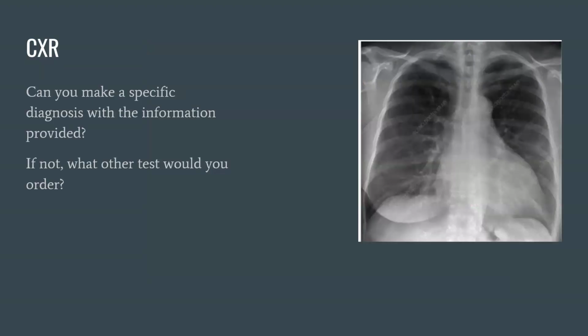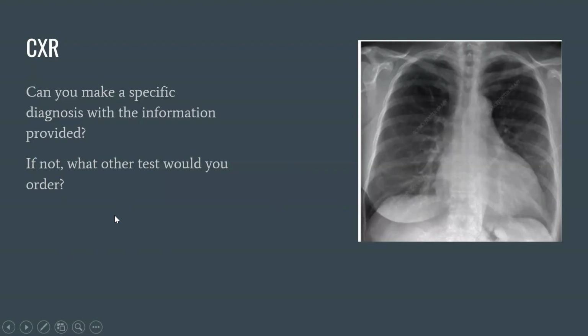So we got a chest x-ray. What do you guys think of the chest x-ray? Large cardiomegaly. This is a little fluffy, right? We have some Kerley B lines, increased perihilar vasculature over here. It's a little congested, probably what we're hearing with the rales.